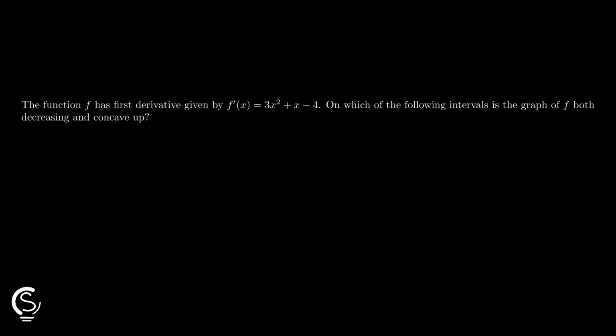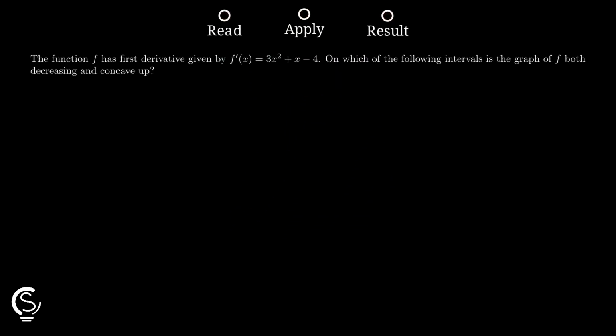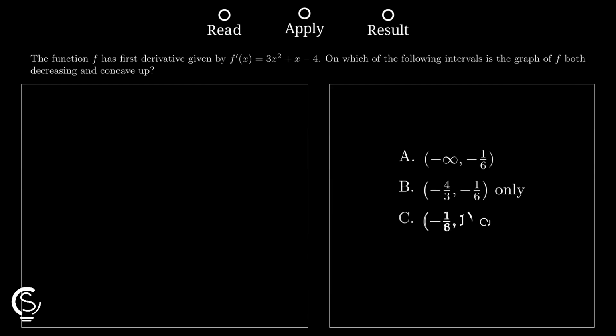Calculus problems can be tricky, but we will find where this function is both decreasing and concave up in just 3 very simple steps. For the function to decrease, the first derivative must be negative. Factoring 3x squared plus x minus 4 yields (3x plus 4)(x minus 1).